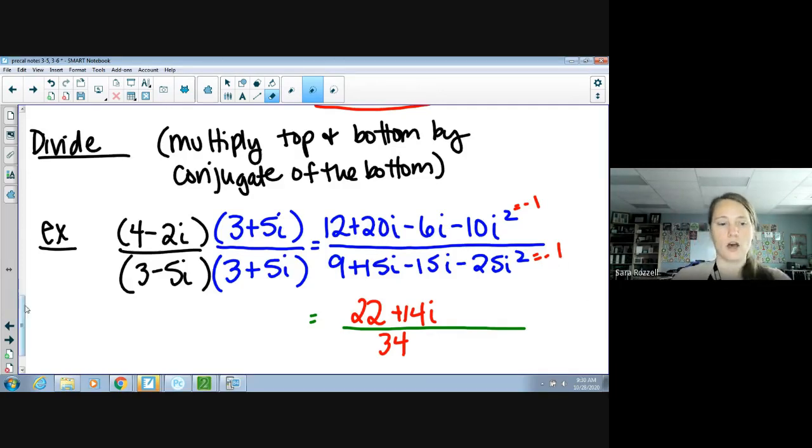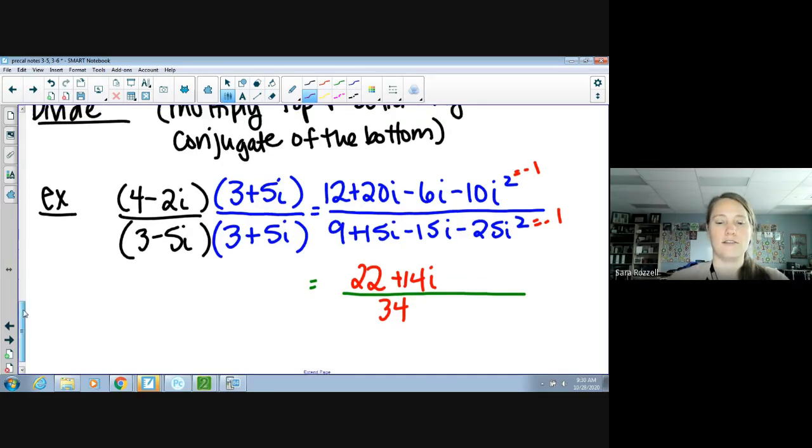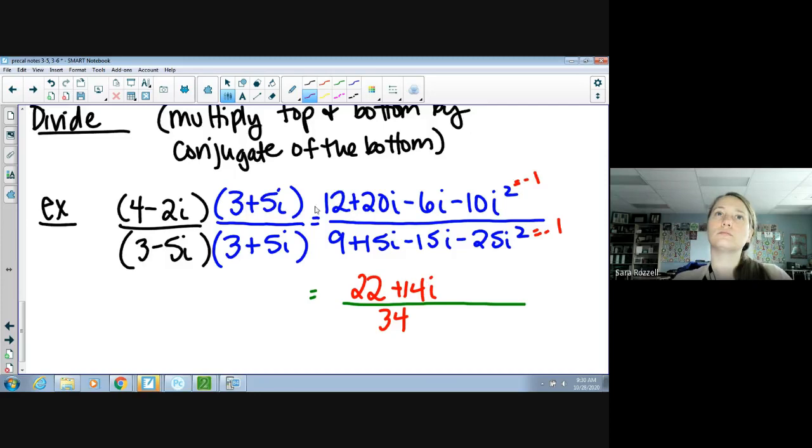Okay. Oh, I thought this was going to be the final answer. Oh, simplifying gets you every time. What do all three of those have in them? They've all got a 2, so we have to simplify everything. So 11 plus 7i over 17.